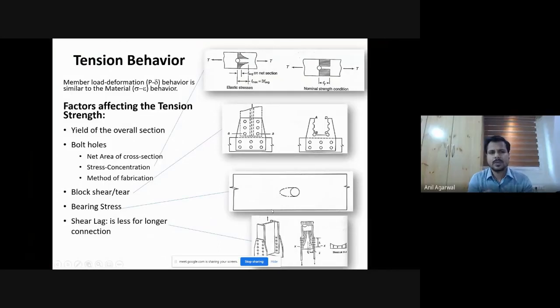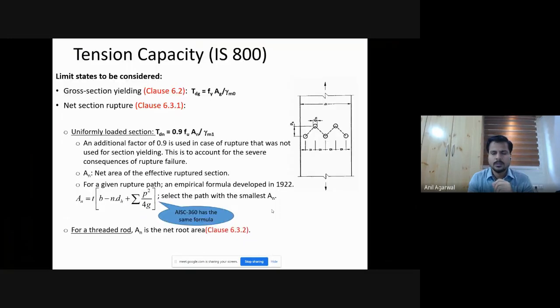So in the last class, we had started discussing tension member design, right? So what are the provisions for designing tension members? And there were three limit states primarily that we were talking about. The first limit state was the limit state of cross-section yielding. Right? That is the first one here.